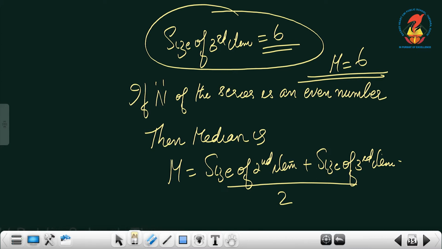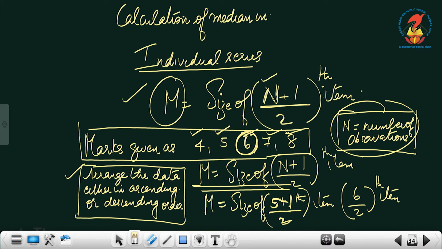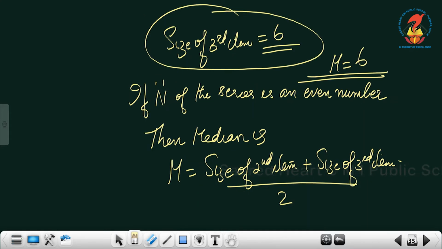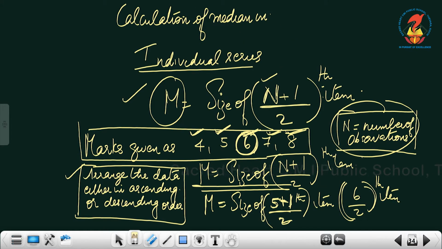Okay. Now here you can find n, the number of observations. N is equal to how much? 1, 2, 3, 4, 5. It is an odd number. So when it is added with 1, you will get an even number. So when the even number is divided by 2, 6 by 2, you will get 3. So the third item is easy for you to find out from the data.